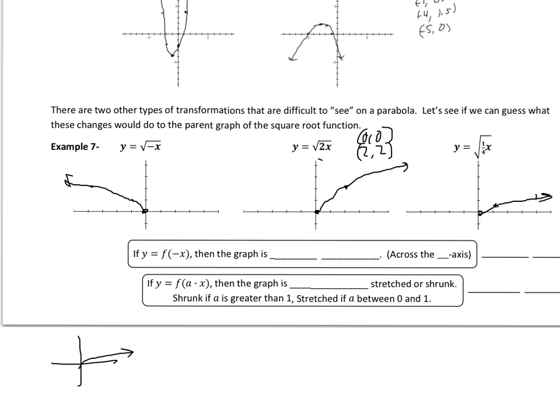All right, so if y equals f of negative x, then the graph is horizontally flipped across the y-axis. And if we have y equals f of a times x, then the graph is horizontally stretched or shrunk. Shrunk if it's greater than 1, stretched if it's between 0 and 1.